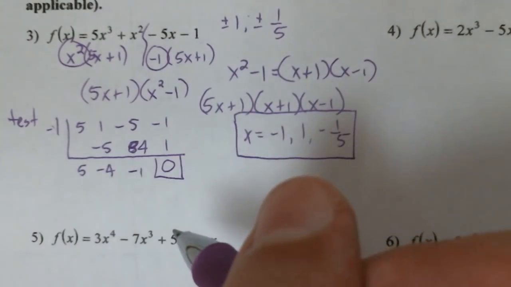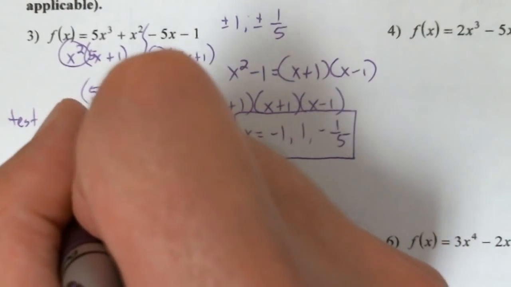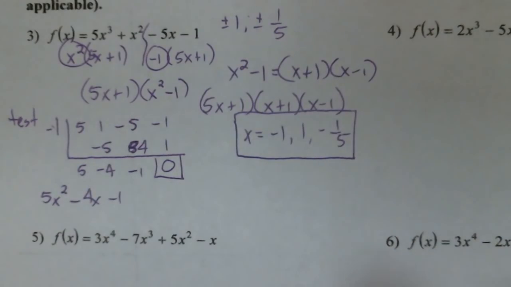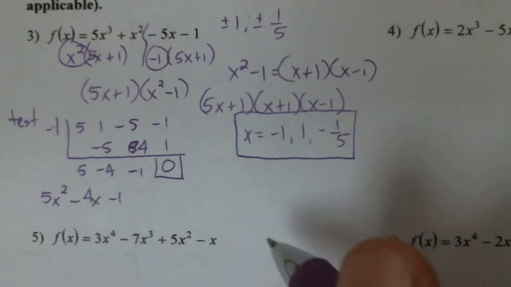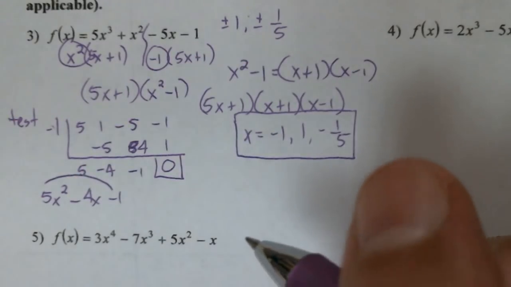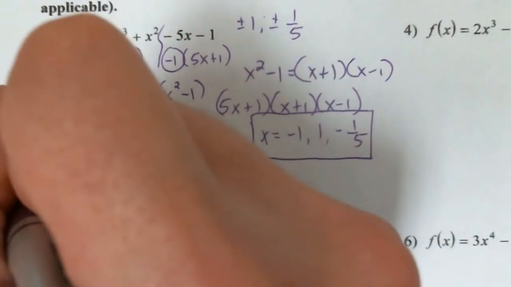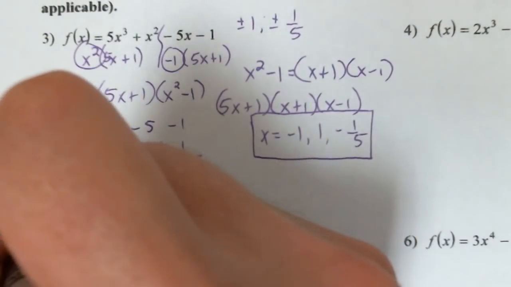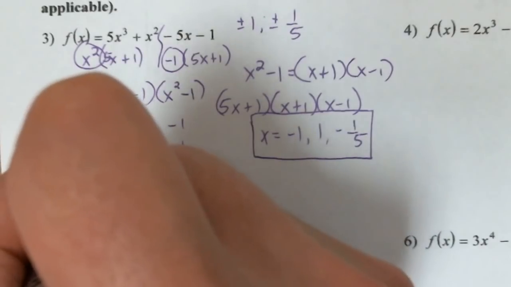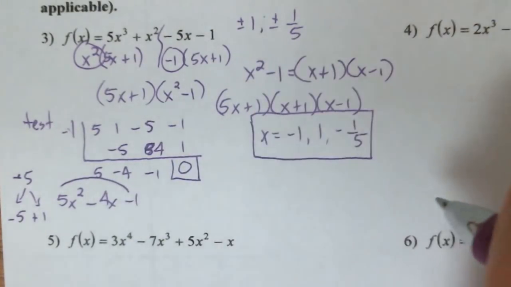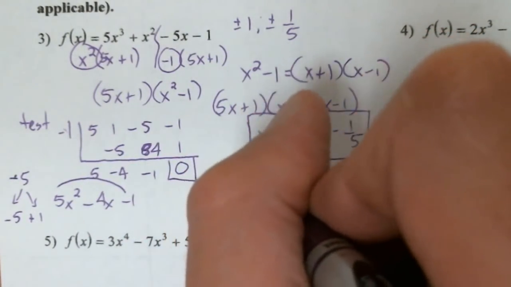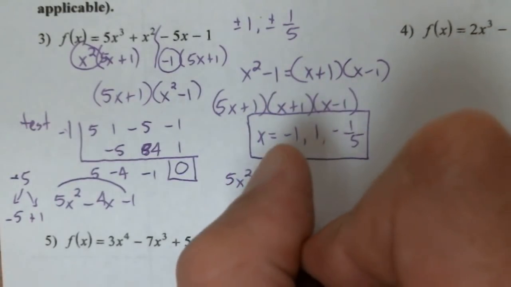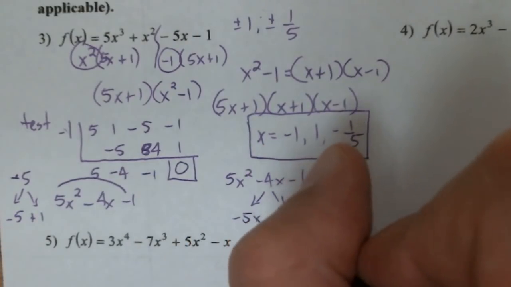So now I'm left with a quadratic, 5x squared minus 4x minus 1. How do you factor this? Again, you'd have to do the a times c thing. 5 times negative 1 is negative 5. What are the factors of negative 5 that add to negative 4? That's going to be a negative 5 and a positive 1. Let me rewrite this up here: 5x squared minus 4x minus 1. I'm going to split that into a negative 5x and a negative x.